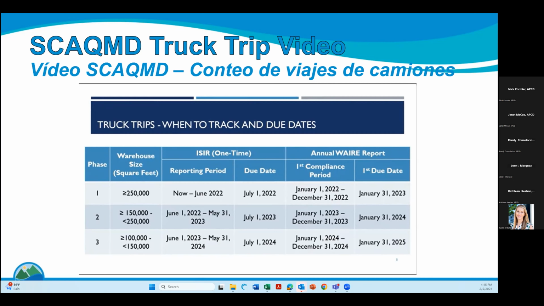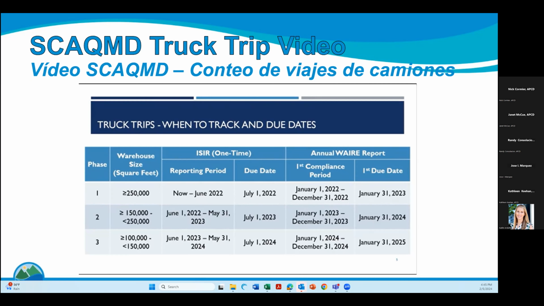The annual WARE report is due later, on January 31st after the first compliance period. It is due every year on January 31st, starting based on the first compliance period. For the annual WARE report, truck trip counts are required from January 1st through December 31st of every compliance period. These dates are not flexible.